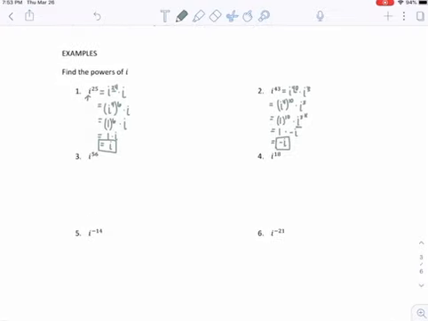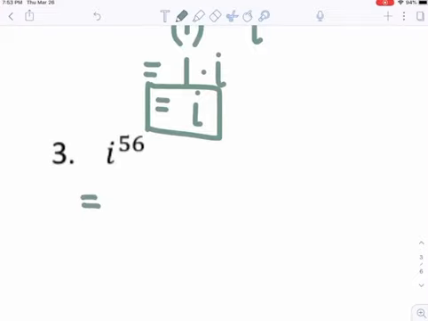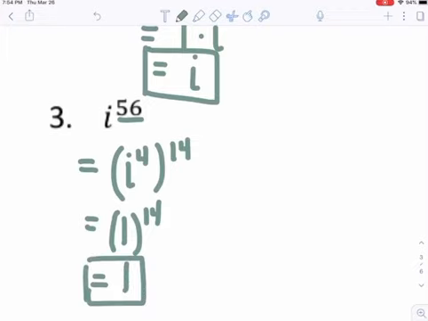Okay, so in number 3, this is actually a little bit easier for us because 56 is actually divisible by 4. So if I divide 56 by 4, I'm going to get 14. Well, I know that's the same as 1 to the 14th power, so my final answer is just positive 1. So I didn't even really need to break it up. I just needed to simplify 56 into powers of 4, right? It's i to the 4th 14 times, which is the same thing as 1 14 times, which is just 1.